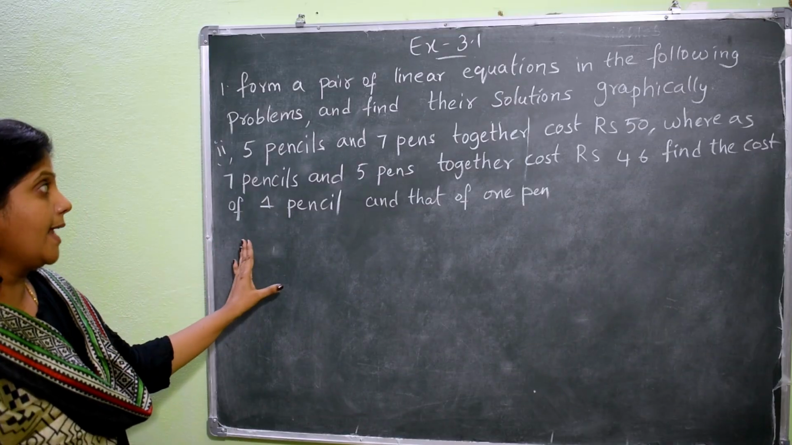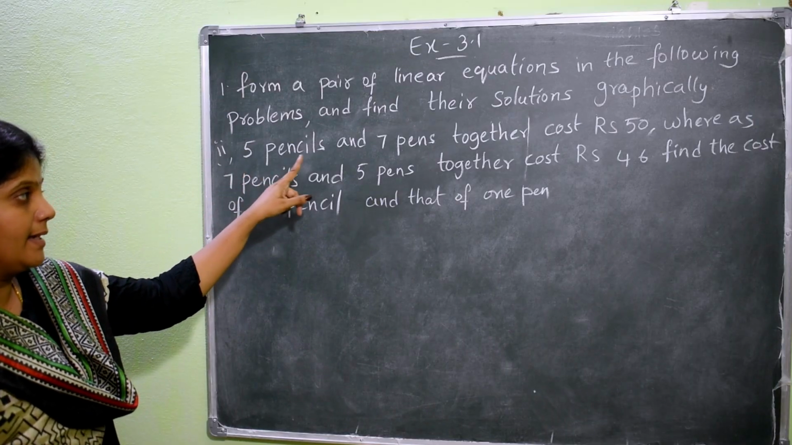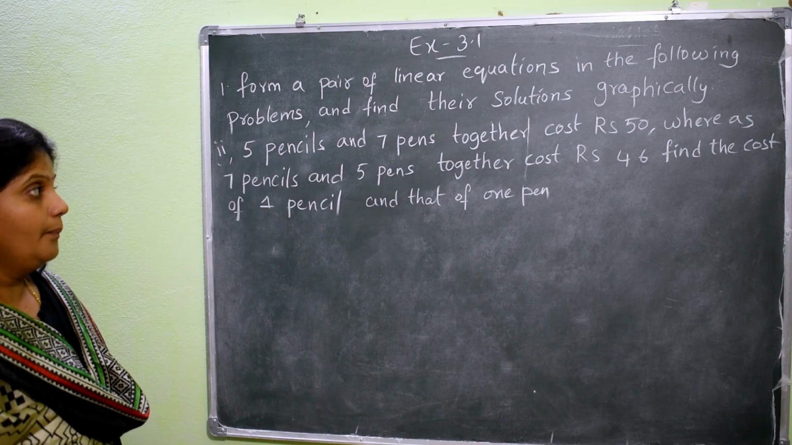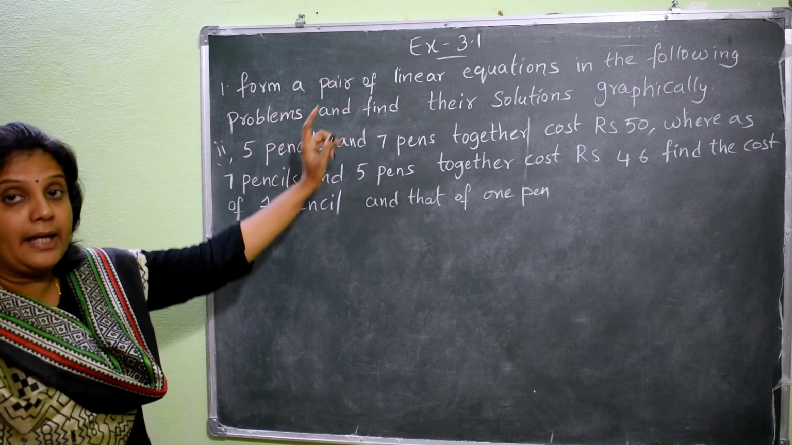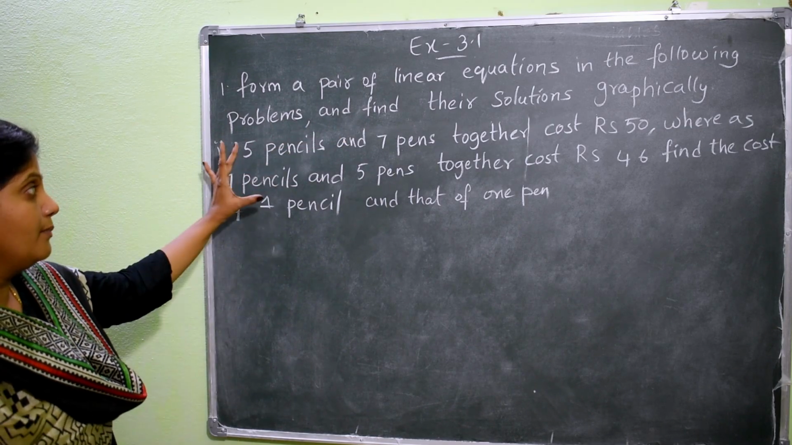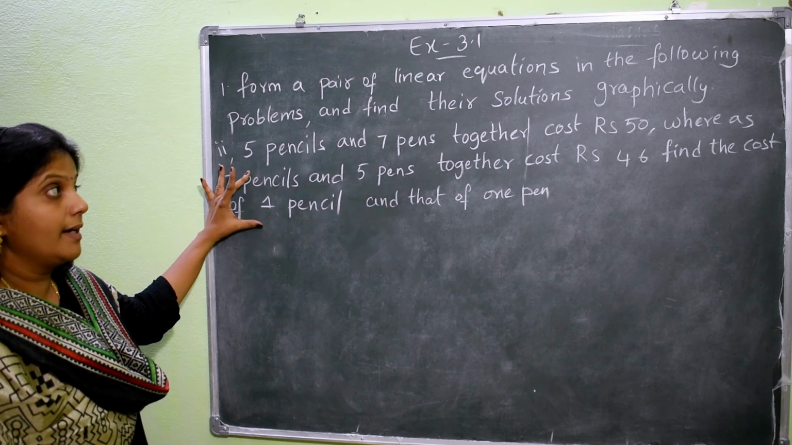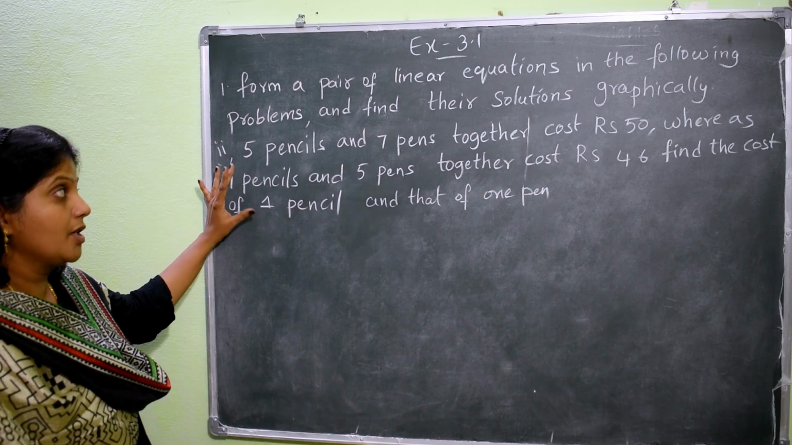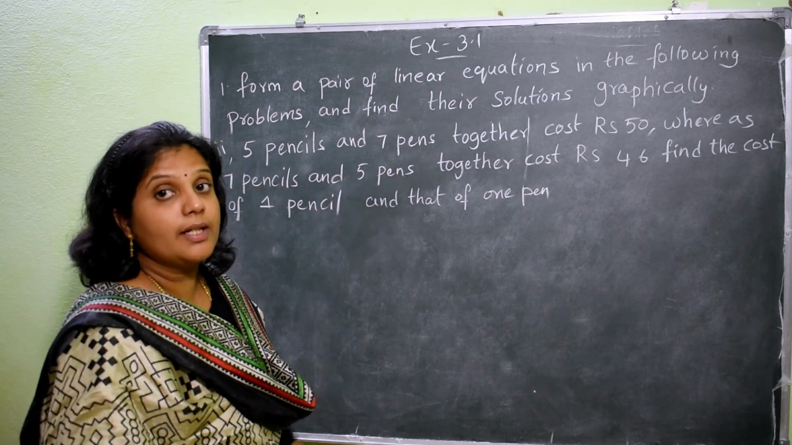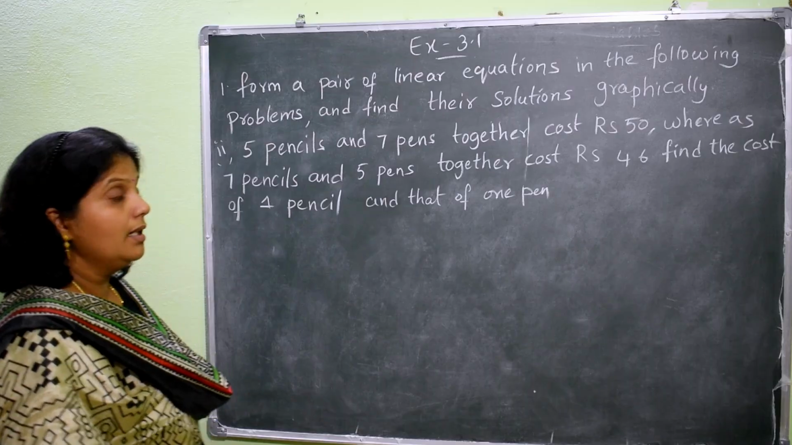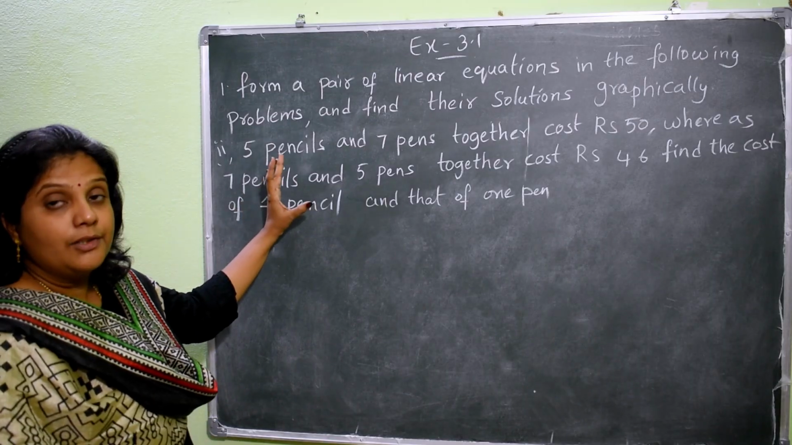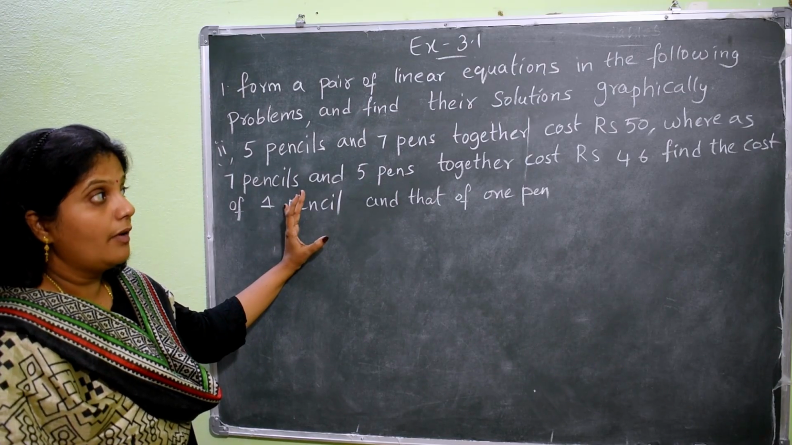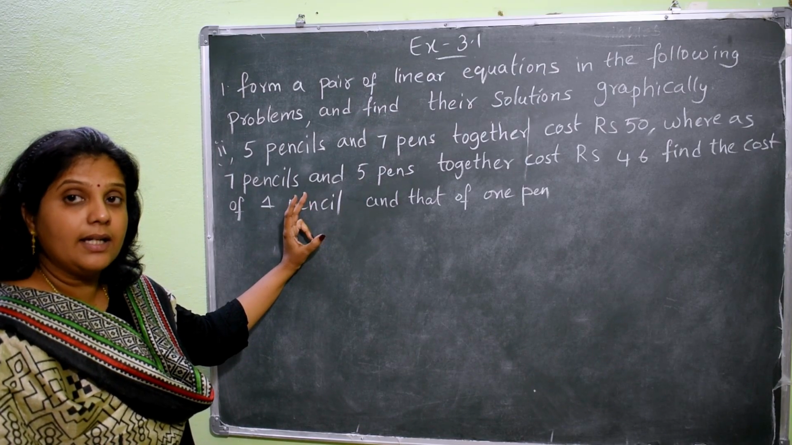So in the first question, second bit. So what is the question? 5 pencils and 7 pens together cost 50 rupees. So here also we need to find the pair of linear equations. So from this word format we need to find the pair of linear equations. So after finding the pair of linear equations we need to find the solution graphically. So we will get the solution after writing the two linear equations and after making the tabular form. After drawing the graphical method we will get the solution.